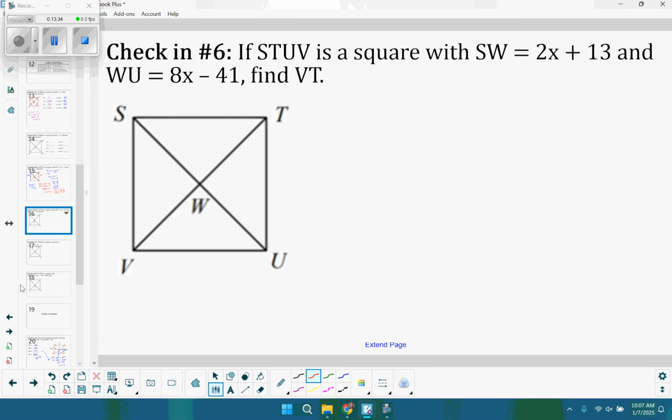Here's one for you to try. Pause. Check your answer when you're done.